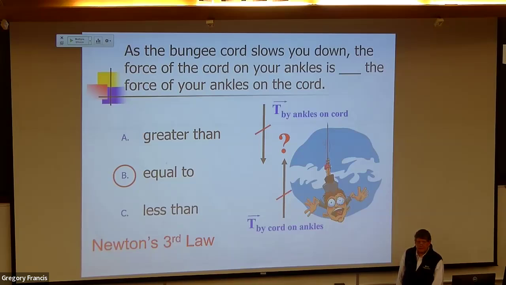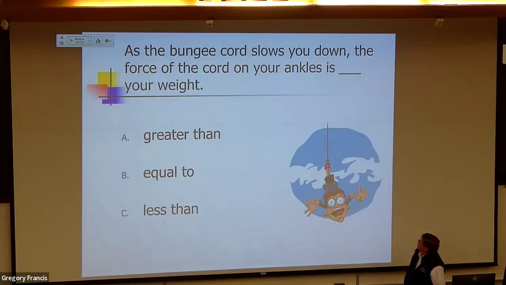Let's ask the second great question. As the bungee cord slows you down, the force of the cord on your ankles is greater than, equal to, or less than your weight. With your clicker.